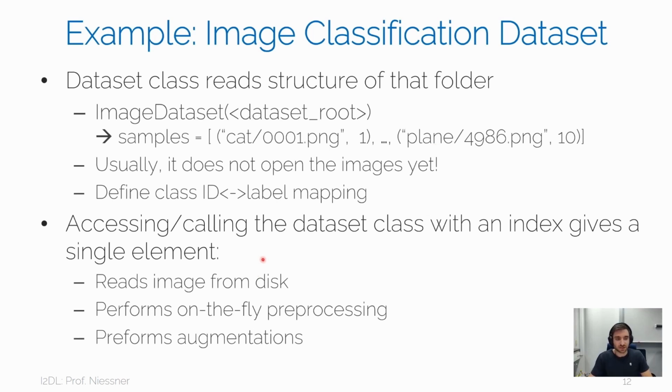If you then actually call this class, by trying to iterate over it or by giving it an index, this function then actually reads the raw data from disk. So it reads one specific image from disk. It can perform some on-the-fly preprocessing, as we described earlier, and also optionally create some augmentations.